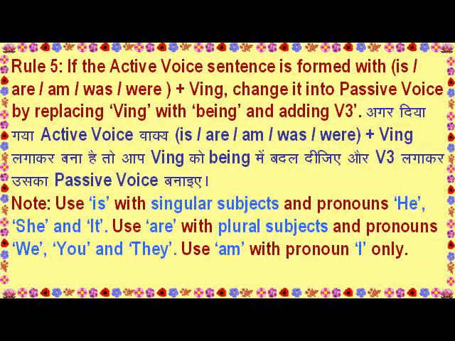Rule 5. If the active voice sentence is formed with is, are, am, was, were plus ing form of the verb, change it into passive voice by replacing ing form of the verb with being and adding V3.